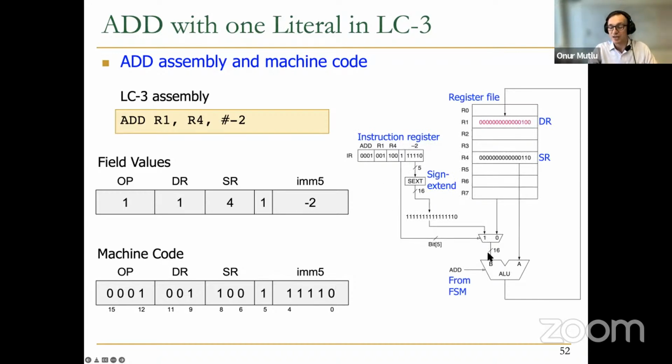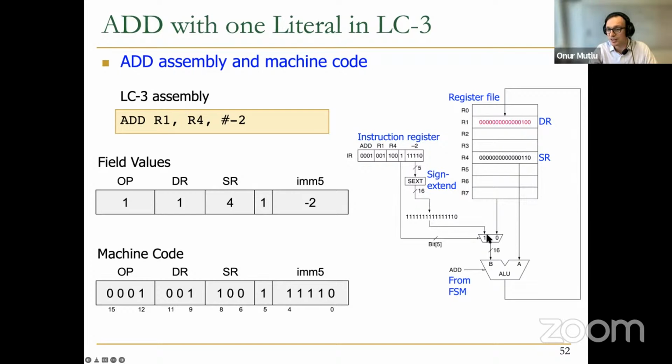Remember, for ADD, we needed to go through the ALU. So we had source register 1 and source register 2 coming from here. And then we added them and put the result into the destination register. Here, we're going to take source register 1 as the A input of the ALU. But as the second input, we're going to pick the bottom 5 bits in the instruction register. We're going to sign extend them to 16 bits, as you can see. If the bottom 5 bits are 1, 1, 1, 1, 0, which is -2 actually, and you sign extend them, you will get this.